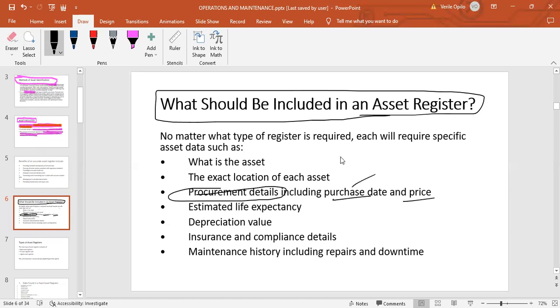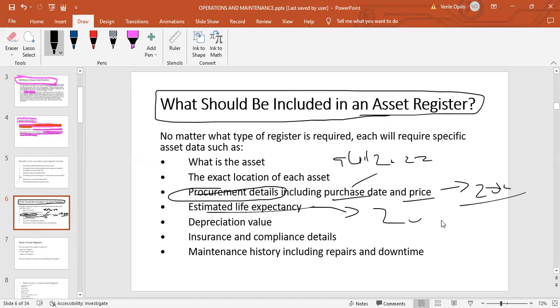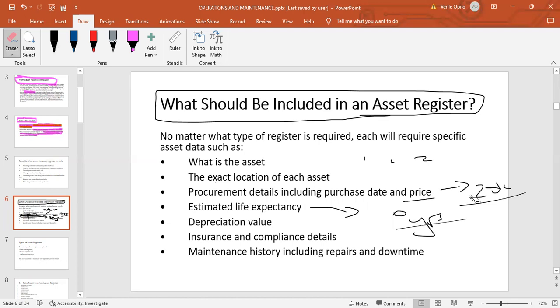So in this case, you say that it was purchased on the 9th of November 2022 at a cost of 20,000 Kenya shillings. Then the estimated life expectancy, that this one was estimated, it's going to be there for 2 years or for 20 years or for 30 years. How many years is this asset expected to serve meaningfully in the company? Then the next thing is you're also supposed to provide details about the depreciation value.